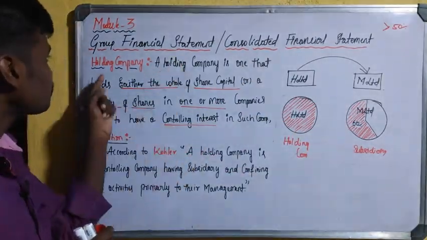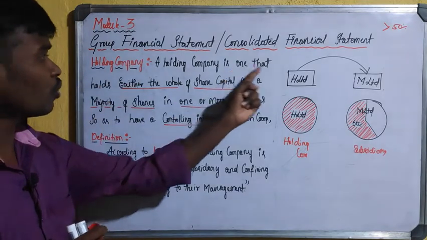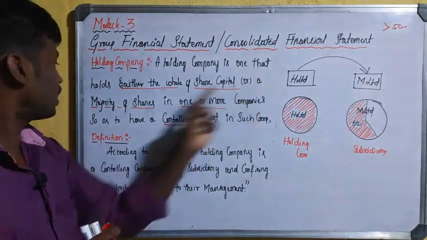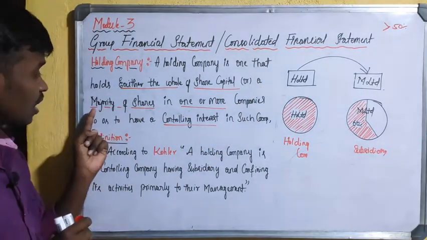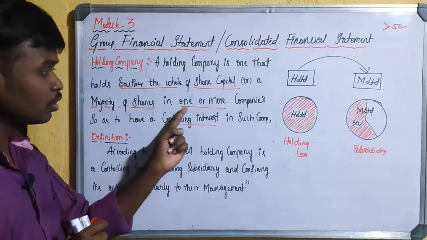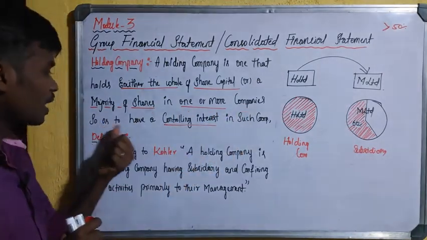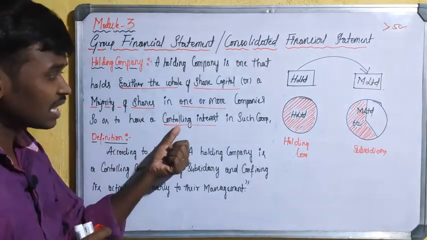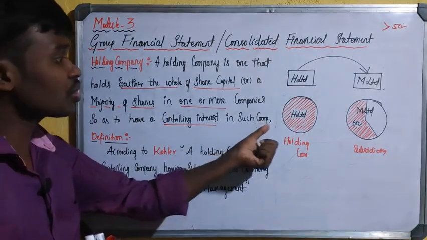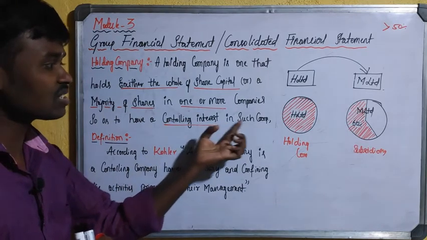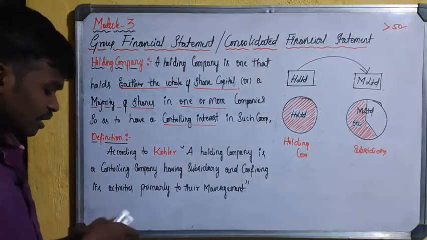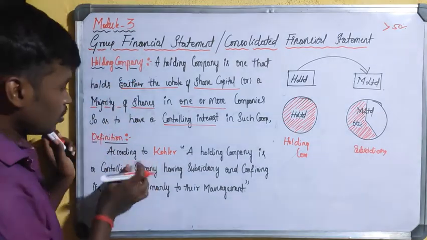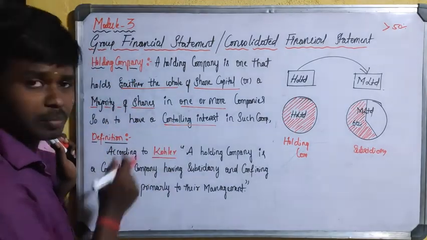So finally, a holding company is one that holds either the full or whole of the share capital or a majority, in the sense above 50% share capital, in one or more companies, so as to give the parent company or holding company or controlling company the interest in such companies, that is, controlling interest in such companies. Okay, so next is the definition given by Kohler of a holding company. So it is also similar to this meaning.